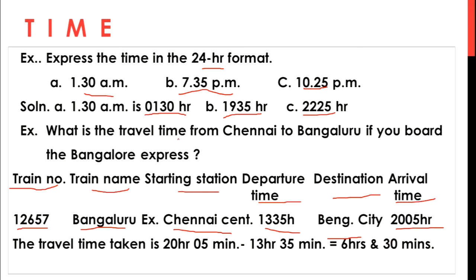So here the question is like this. What is the travel time from Chennai to Bengaluru if you board the Bangalore Express? He is boarding the Bangalore Express and asking you the time of reaching Bengaluru from Chennai. Therefore, we have to subtract the Chennai time from the Bengaluru time, means subtracting 1335 hours from 2105 hours, that you can easily calculate, and it comes out to be 7 hours and 30 minutes.